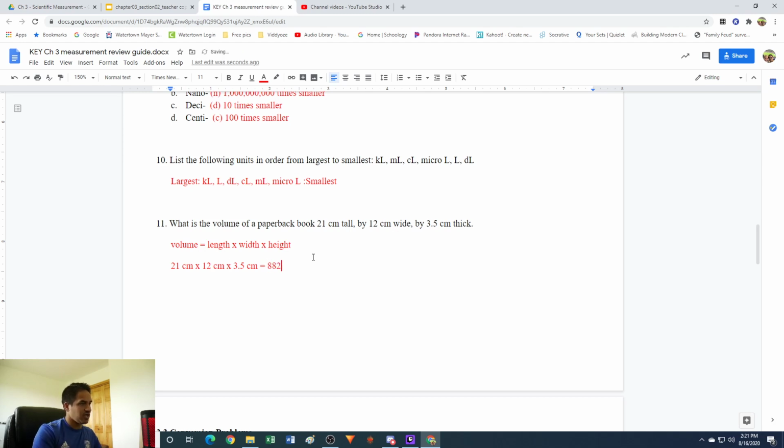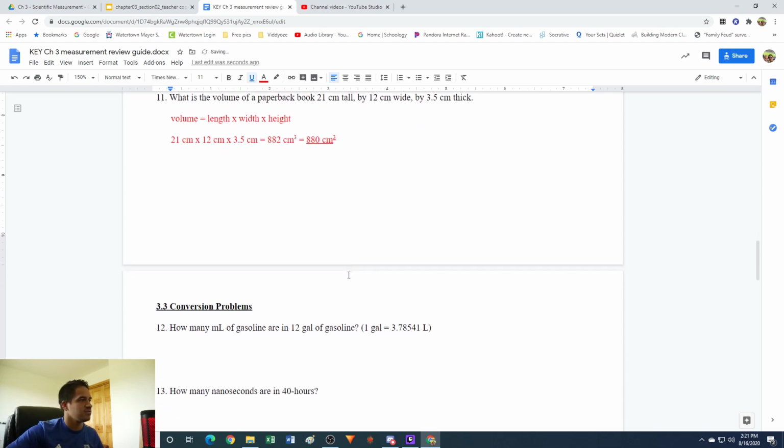and we get 882, and it's going to be cubic centimeters because centimeters times centimeters times centimeters, but we need to round this to two significant figures because of the numbers that we use to calculate it, and this currently has 3, so properly rounded, this is 880 cubic centimeters, right? 880, that is our answer.